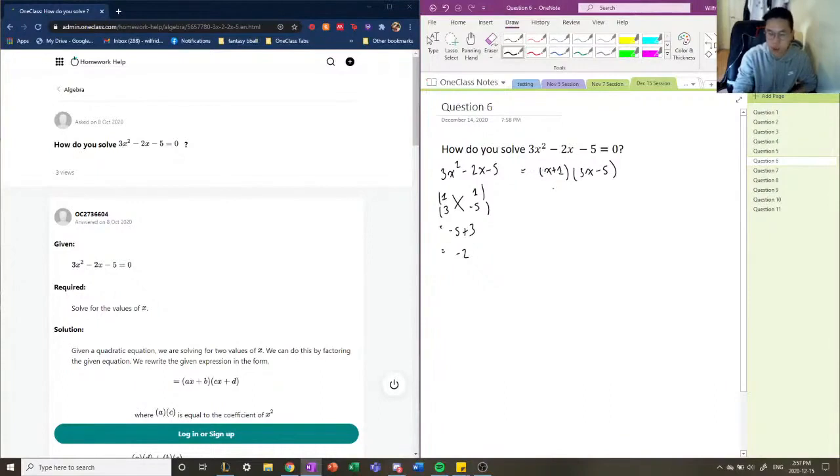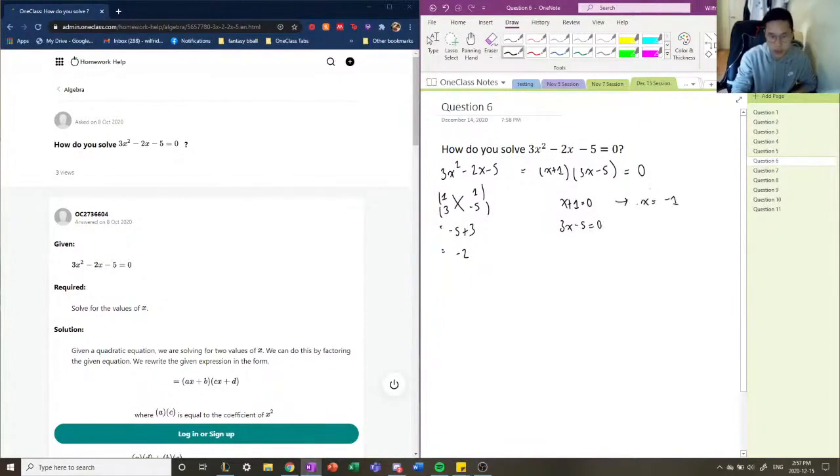And now, this factored form is the same as this. But in this interpretable form, we're able to find the values of x which will make this equation equal to 0. So the values of x will be whatever makes this bracket equal to 0 and whatever makes this bracket equal to 0. So all we have to do is solve x plus 1 equals 0 and 3x minus 5 equals 0. In this first one, we get x equals negative 1.